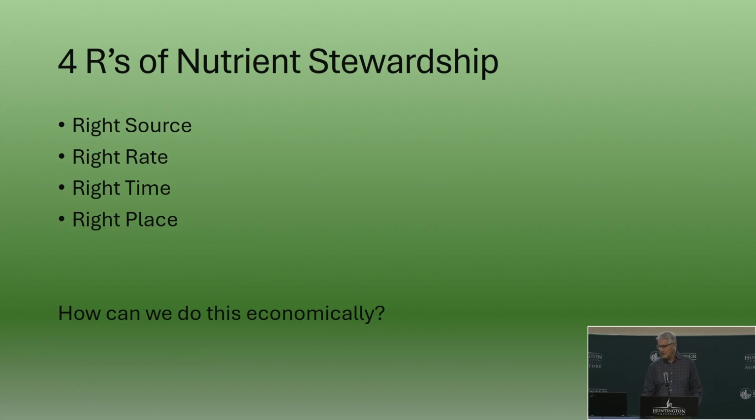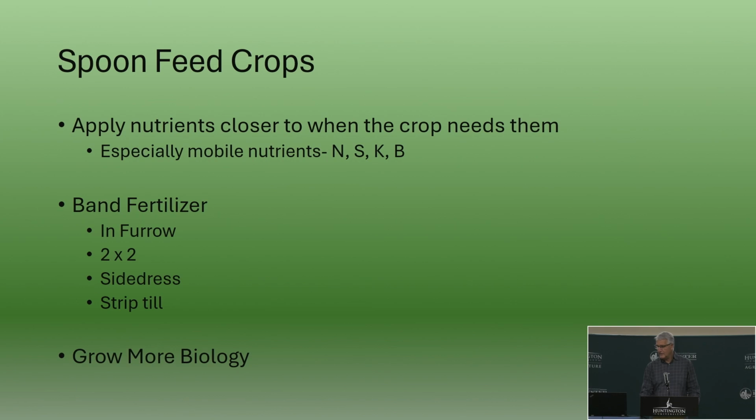So, Clint's talked a lot about the 4 R's. How can we do this economically? Spoon feeding crops, putting nutrients on closer to the time that they're needed. Clint showed a lot of graphs where the nutrient demand just goes up like that. And in most crops, soybeans, it's at flowering stage, R1. Corn, it's during that rapid growth phase.